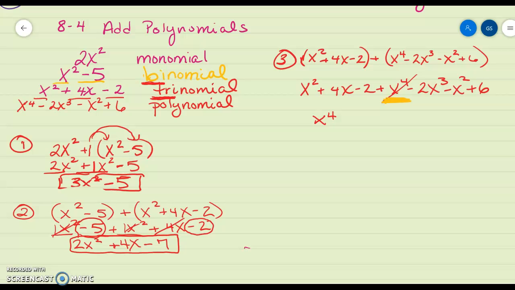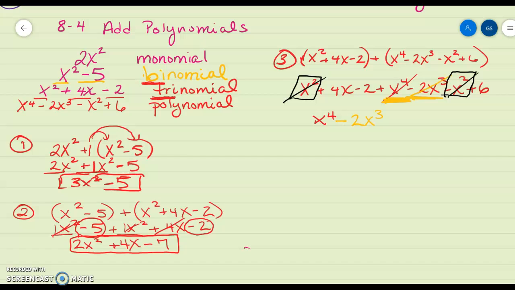Then we're going to look for any x raised to the third. So we have negative 2x raised to the third. Okay, so there you go. Now we're going to look for any x squareds. I have an x squared here, and I have a negative x squared here. What's x squared minus x squared? Well, nothing, right? 0.